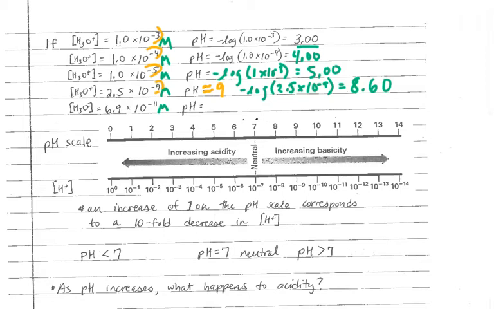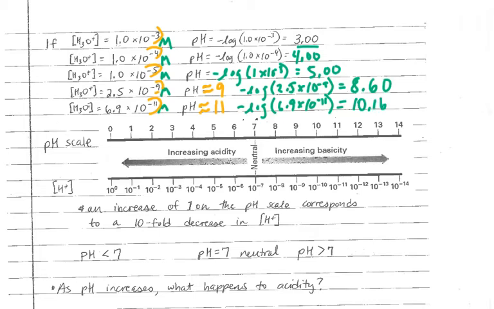All right, this fifth one here, we're going to estimate the pH is going to be about 11. And when we type it in, the negative log of 6.9 times 10 to the negative 11th, we indeed get a pH of 10.16. So it's actually closer to 10 than 11.